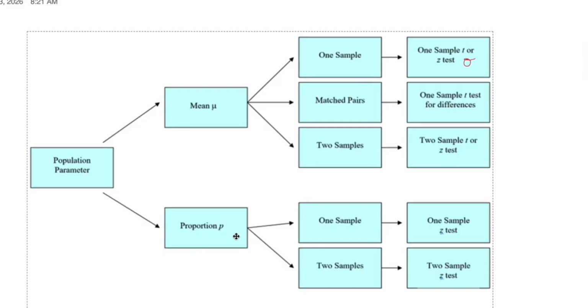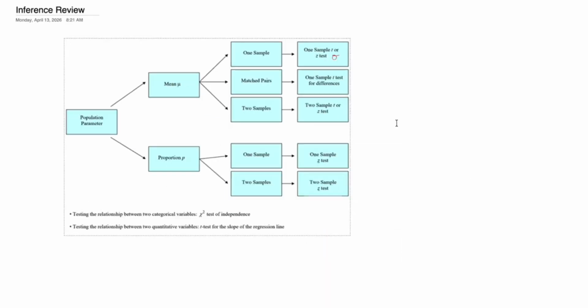For proportion p, it has 2 branches, 1 sample and 2 sample. For 1 sample, we have 1 sample z-test. For 2 samples, we have 2 sample z-test. So remember, when dealing with proportions, we only have z-test to choose, while for mean, it can be either t-test or z-test.